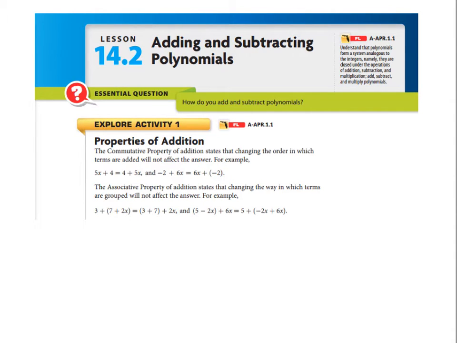The second property, the associative property, doesn't change the order, it changes the grouping. So here they had the second two things in parentheses, but I can't actually add 7 plus 2x. So if I change the order and group the 3 and 7 together, I could go ahead and simplify it. Same thing with the second example. They group these two together first, but there's no like terms there. But if they group the second two together, there are like terms there. So commutative, you actually see the numbers change positions. Associative, you see the parentheses move.